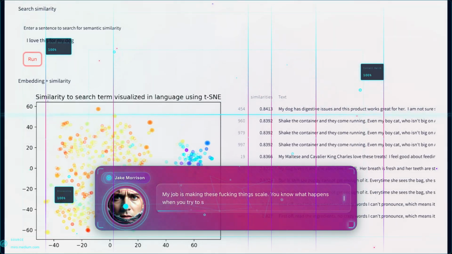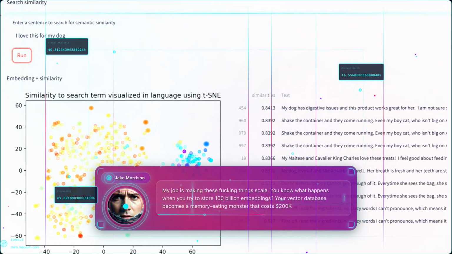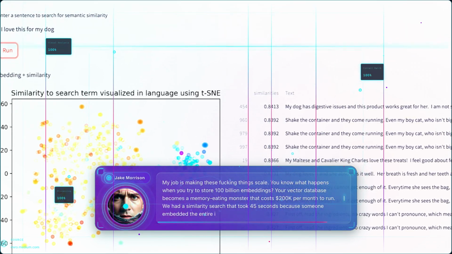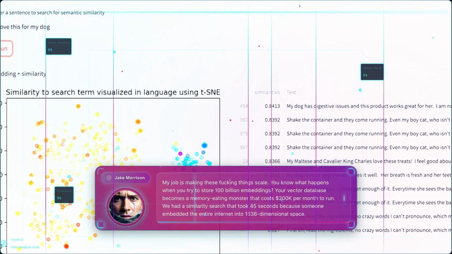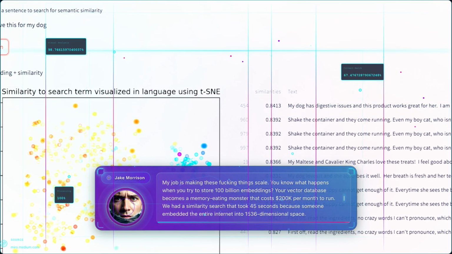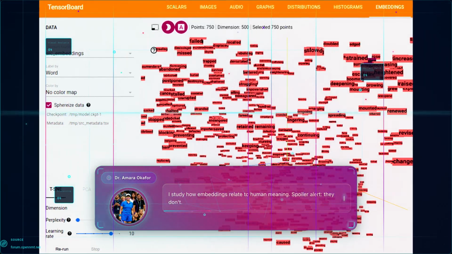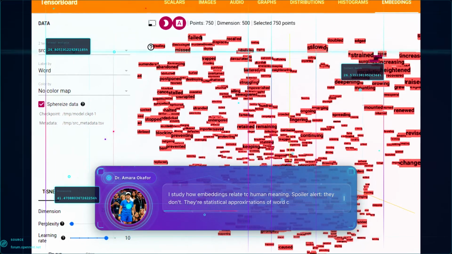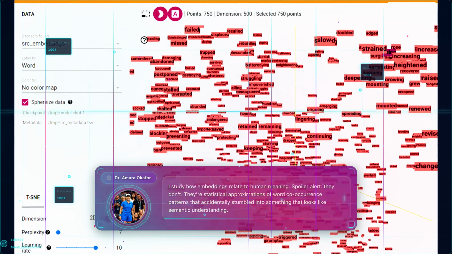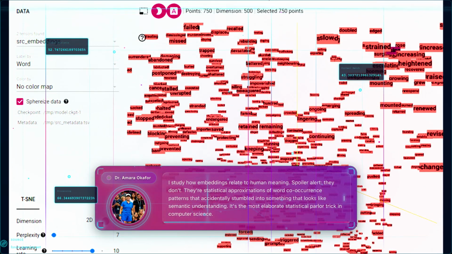You know what happens when you try to store 100 billion embeddings? Your vector database becomes a memory-eating monster that costs $200K per month to run. We had a similarity search that took 45 seconds because someone embedded the entire internet into 1536-dimensional space. I study how embeddings relate to human meaning. Spoiler alert, they don't. They're statistical approximations of word co-occurrence patterns that accidentally stumbled into something that looks like semantic understanding. It's the most elaborate statistical parlor trick in computer science.